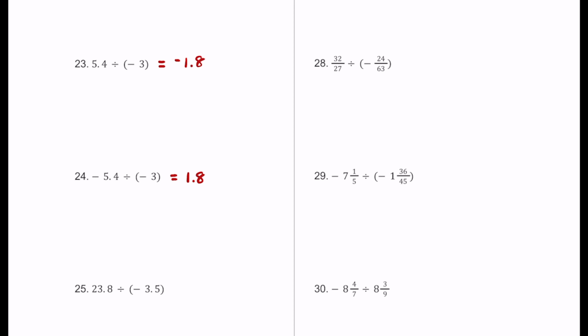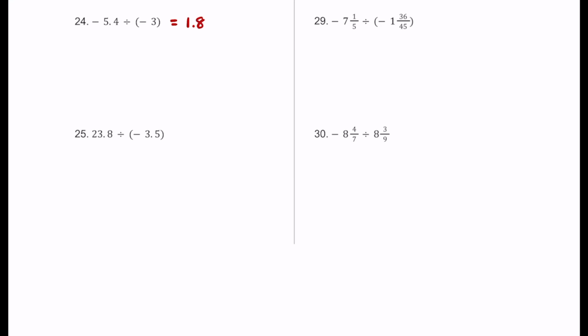Okay, moving on to number 25. For 25, we have this 23.8, and we're going to divide that by this negative 3.5. Let's figure out what that's equal to. And so we're going to go ahead and do some division, right? So to divide, we have to make sure that this number over here, this 3.5, is a whole number. So if we multiply this by 10 and multiply this by 10, really we're saying this is going to be 238 divided by negative 35, right? That's the same thing. So we have to make sure we slide those decimals over, and let's go ahead and see what this long division would look like.